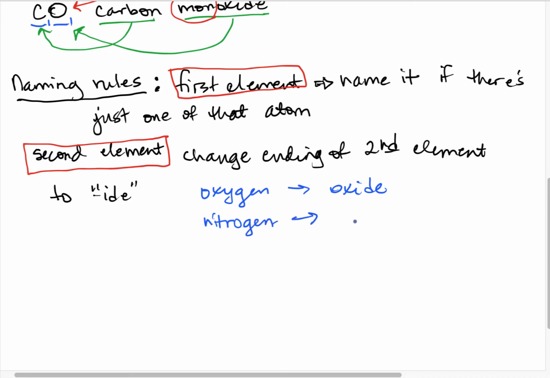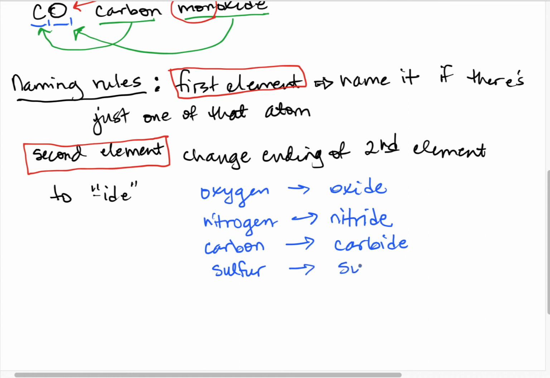Why don't you guess? It should be nitride. Let's try carbon. Carbide. How about sulfur? Sulfide. Hydrogen is always a little tricky one. It doesn't show up in the second position very often, but occasionally it does. And it's going to turn into hydride.